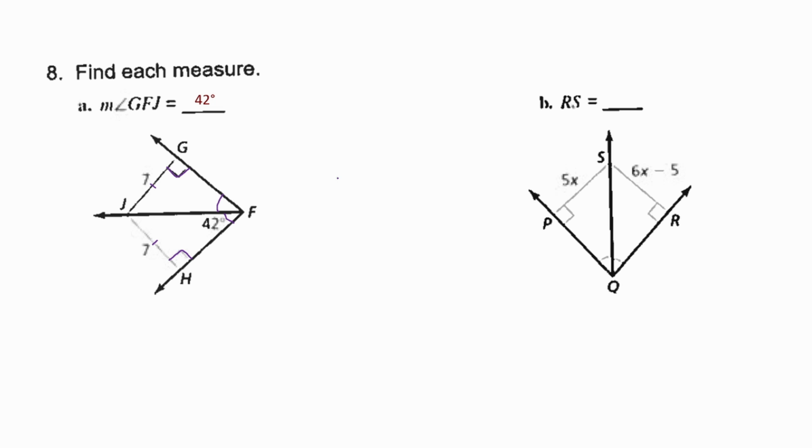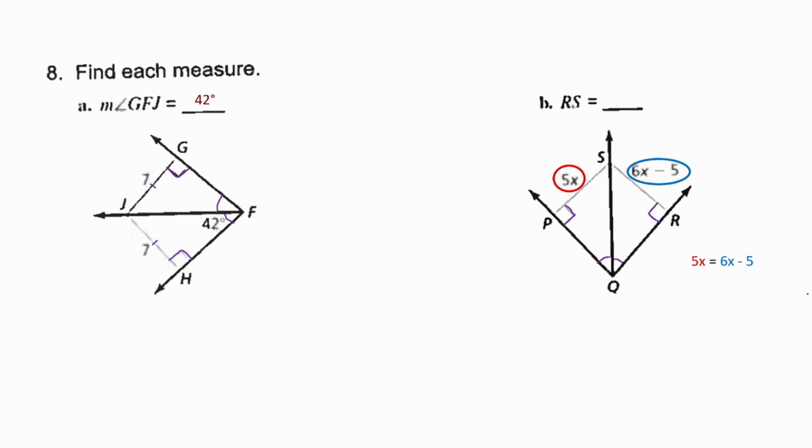For part B, this time, and it's kind of hard to see, but there are some symbols here and here that show us that we have the angle bisector. We also have the fact that this is perpendicular, which means we can conclude that these two segments, 5x and 6x minus 5, must be equal to one another. So 5x in red, 6x minus 5 in blue.